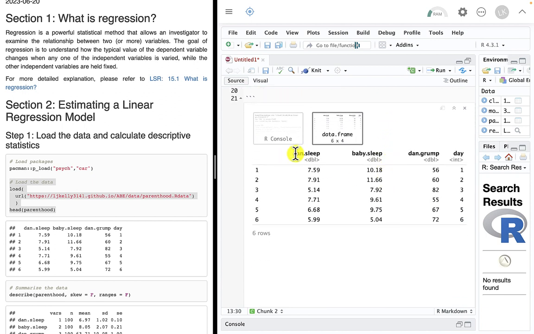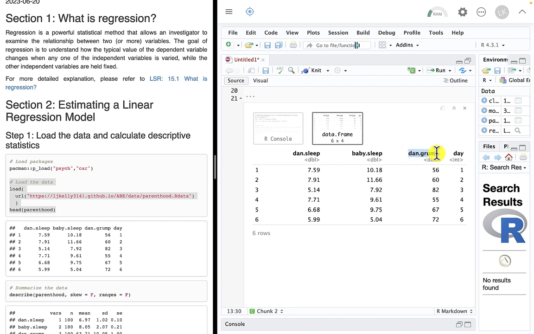And here we go. We have dan.sleep. That's how much sleep he got, measured in hours. So 7.59 means he got 7.59 hours. I have no idea how long that is, but it's a little more than 7 hours and 30 minutes. So we have baby.sleep, 10.18 hours. Well, babies sleep a lot because that's what they need to do when they're first born.